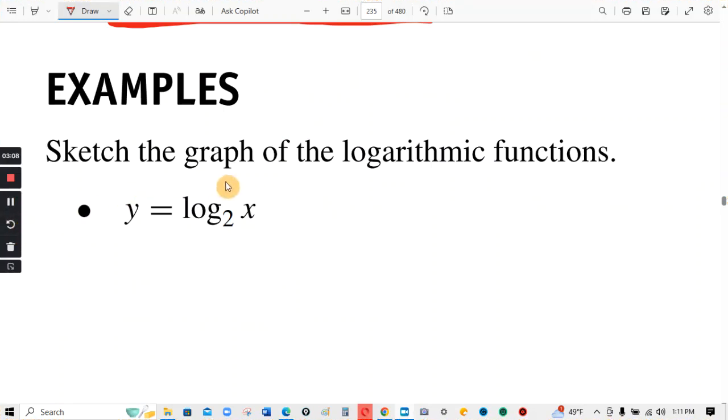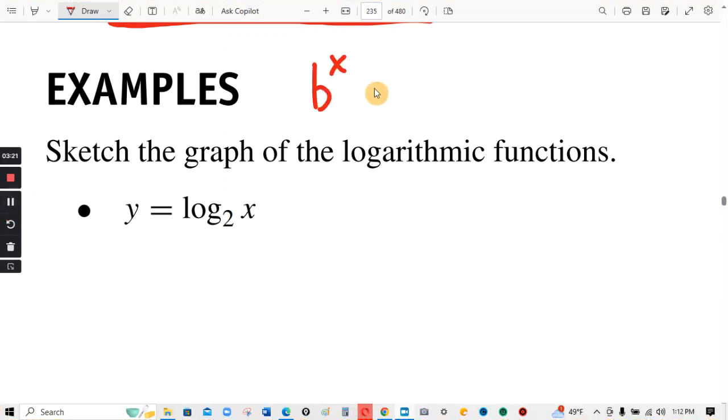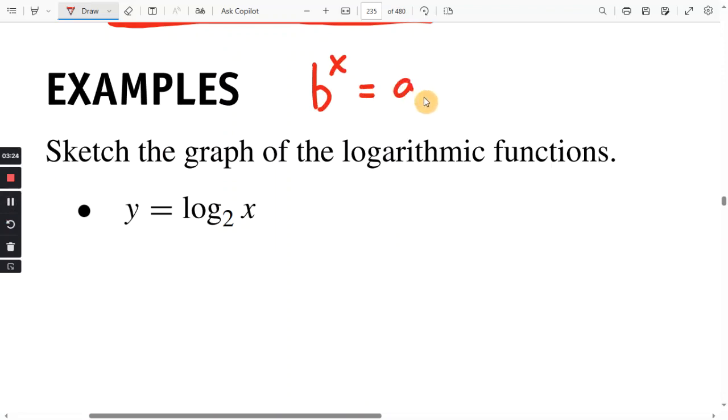So we want to sketch the graph of the log function right here. Remember, in exponential form, it's basically b to the x equals the argument a. And in logarithmic form, log base b of a equals x. So you can convert back and forth between these. What I like to do is just use the cancellation property.